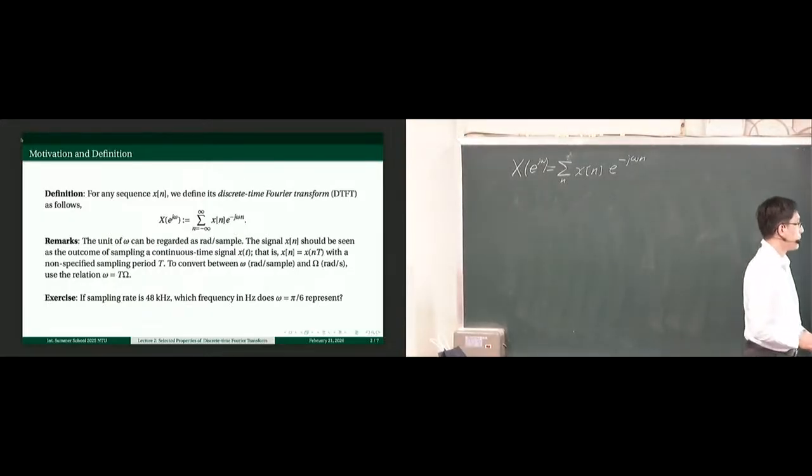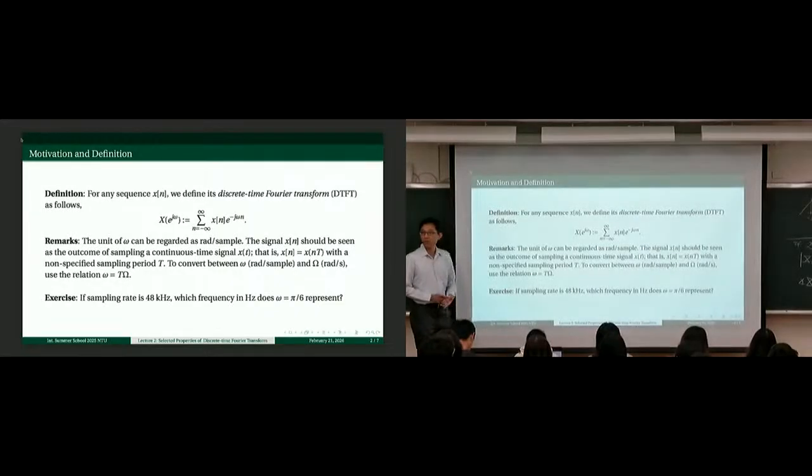And now, just to reiterate that x of n, the signal, is discrete time, and please think of it as an outcome of sampling a continuous time signal, right?